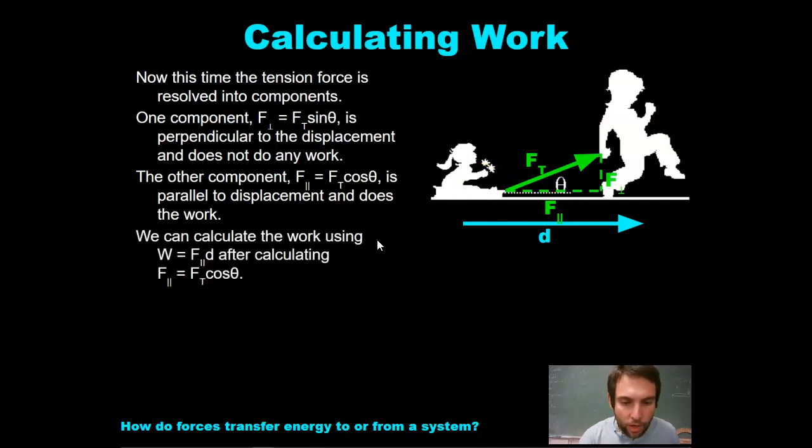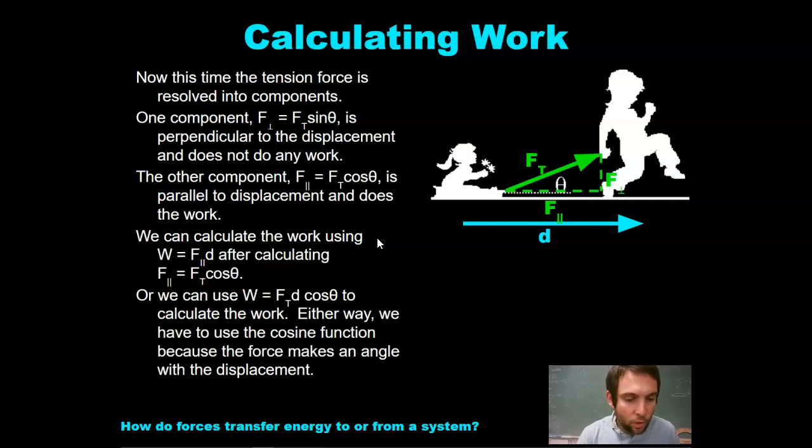Calculating the work using F parallel times d after calculating F parallel equals F_T cosine theta. Or we can use F_T times d cosine theta to calculate the work. Either way, we have to use the cosine function because the force makes an angle with the displacement. Two different ways there that we covered. You can just use the tension force times distance and then multiply that by cosine theta, or you can look at just the parallel component.